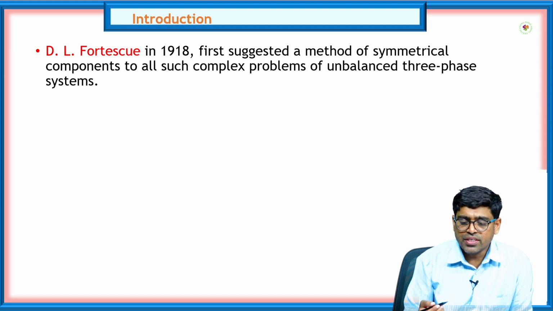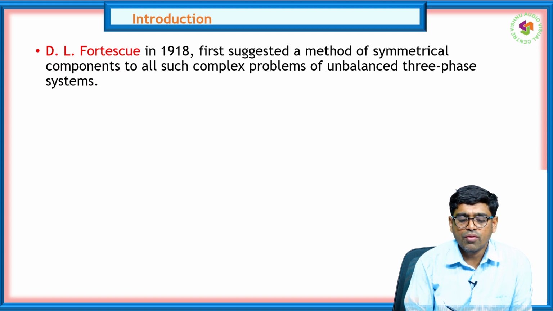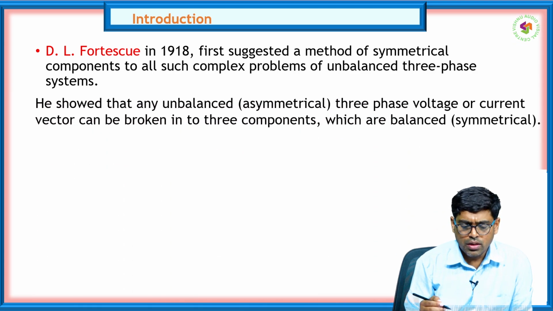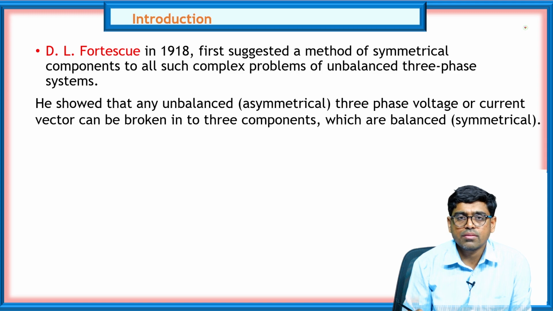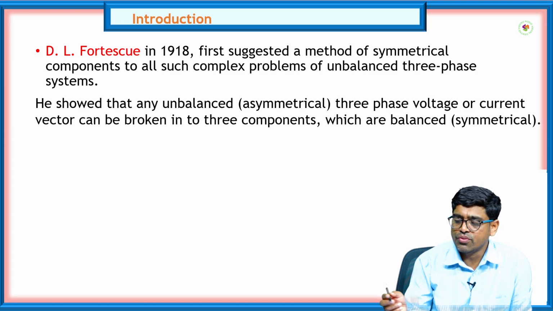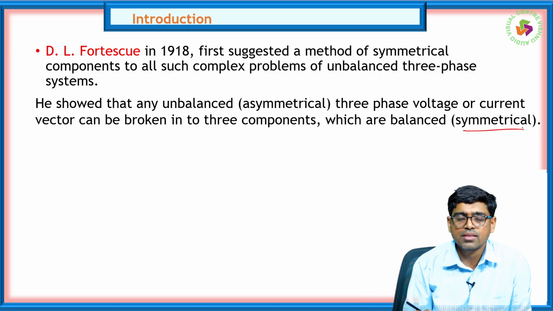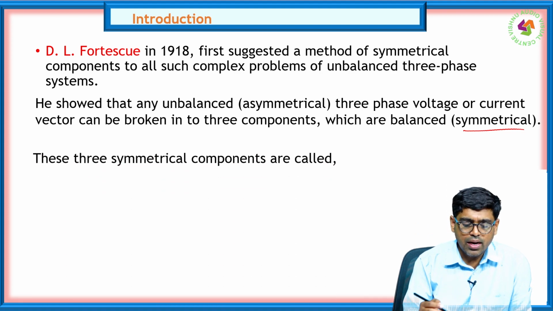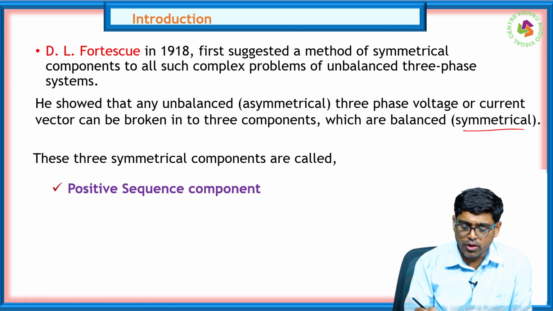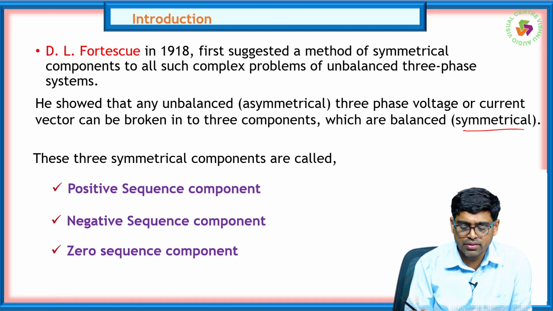This particular method was introduced by C. L. Fortescue in 1918. He first suggested a method of symmetrical components for solving such complex problems of unbalanced three-phase systems. He showed that any unbalanced asymmetrical three-phase voltage or current vector can be broken into three components, which are called balanced symmetrical components. So this unbalanced asymmetrical component can be resolved into three-phase balanced vectors, and these three symmetrical components are called the positive sequence, negative sequence and zero sequence components.